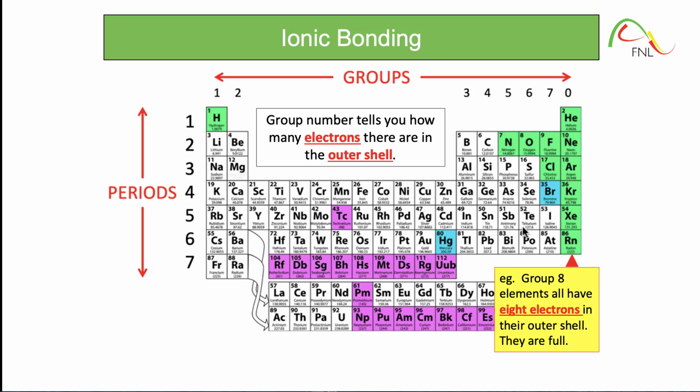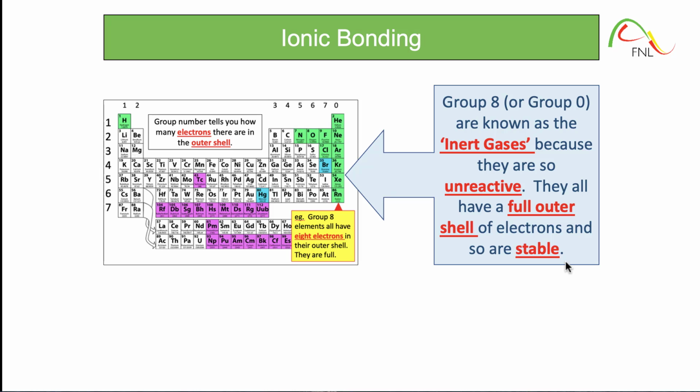And this is what we're particularly interested in, group 8 over here. Elements in group 8 all have 8 electrons in their outer shell. They are full. Group 8, or group 0 as you can see in some books, are known as the inert gases. The reason we call them inert gases is because they don't react. Inert means do not react. And why don't they react? Well, they all have a full outer shell of electrons and so they are stable.